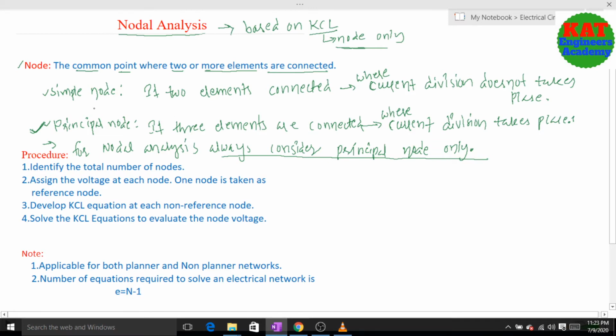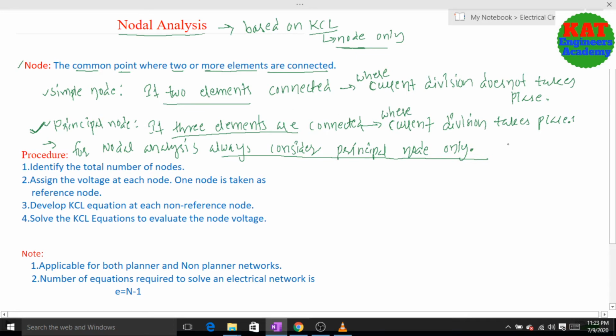Is it clear? A simple node is where current division does not take place, and a principal node is where current division takes place. When three elements are interconnected, current division automatically takes place. If two elements are interconnected, there is no current division path. So just remember that for nodal analysis we will use the principal nodes only.